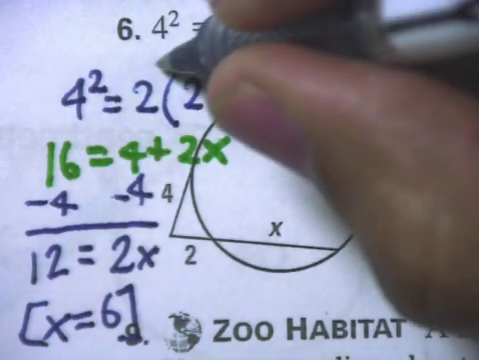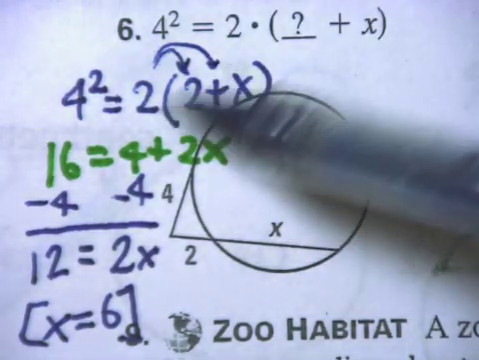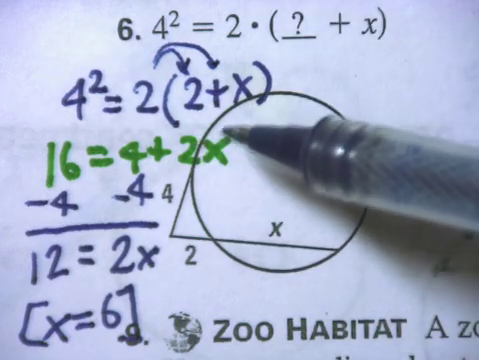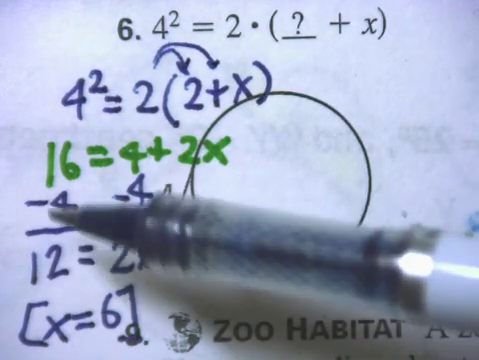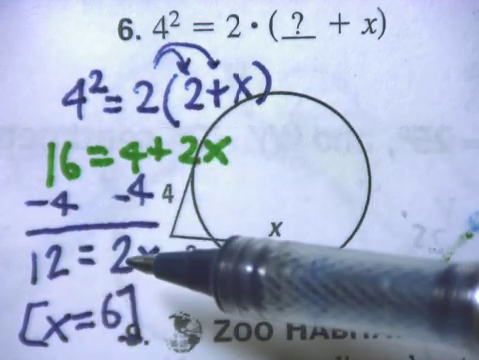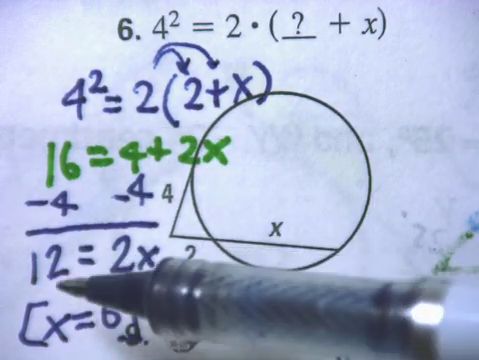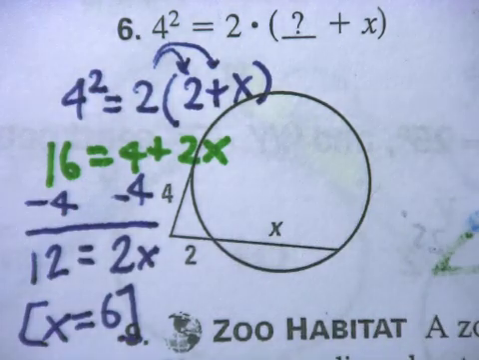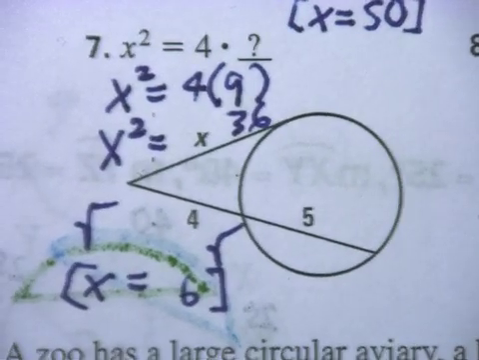So 4 squared is going to give me 16. I'm going to distribute this 2. 2 times 2 is 4. 2 times x is 2x. Now I have an algebraic equation. Subtract 4 from both sides. It gives me 12. These cancel out. The 2x comes down. Obviously, I divide both sides by 2, and x is equal to 6. So this portion right here is going to be 6 units long.